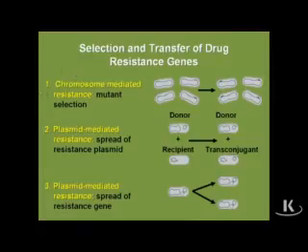Selection and transfer of drug resistance genes. Again, we're looking at three mechanisms here. Chromosomal mediated resistance, where you're selecting for the mutants or the mutations. Okay. Plasmid mediated resistance, where you're spreading that resistance factor, that R factor. Additionally, plasmid mediated resistance, where you're just spreading the resistance gene. Okay. So those are some of the selection and transfer of drug resistance genes and some of the different mechanisms by which that can occur.